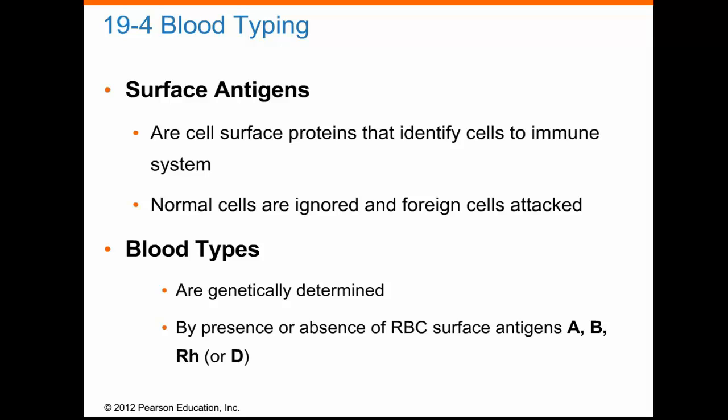So blood types are genetically determined, which is why if we don't know who the parents of a child are, or there is a custody dispute over whose child it is by the fathers, then blood samples are taken. So we're looking for the presence or the absence of red blood cell antigens A, B, and H, Rh, or D.